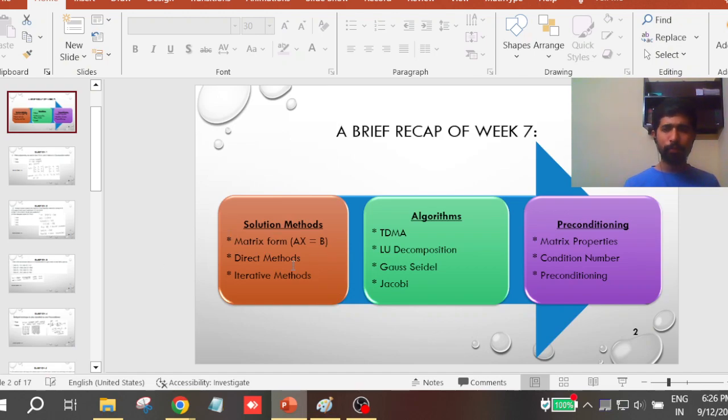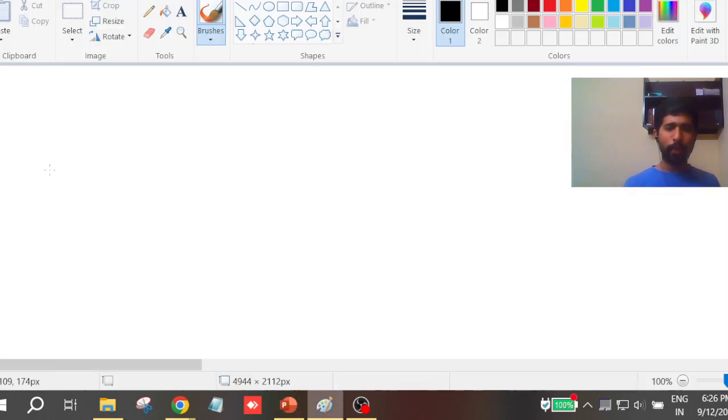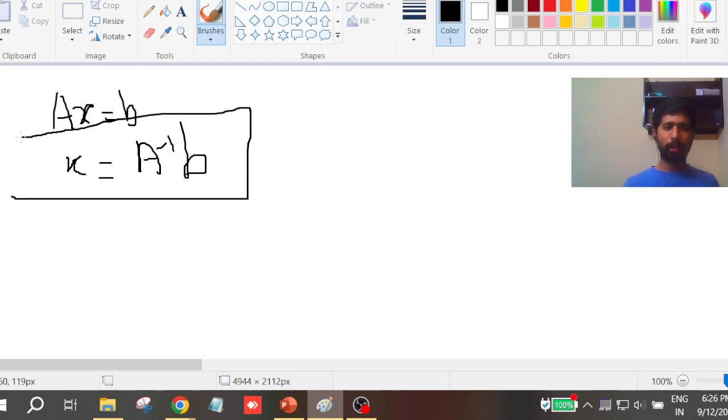So as I told earlier, when you have a system like Ax = b, you can directly get x = A inverse of b. So this is a direct method actually. It's called the matrix inverse method. It's a direct method. In one go you can get it. So these are called direct methods.